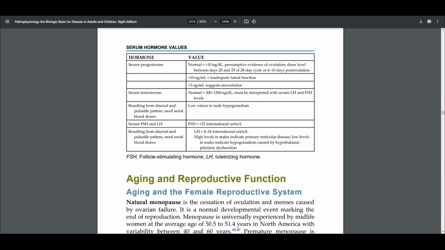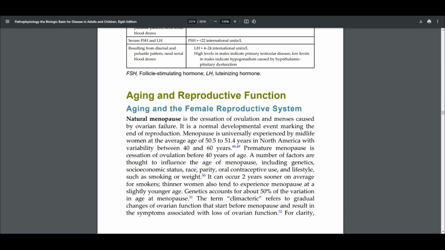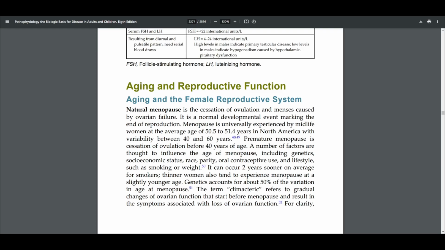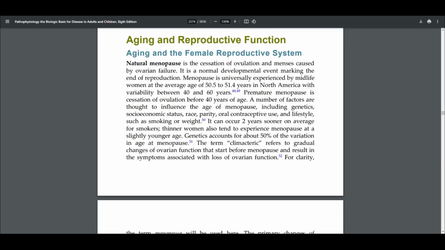Aging and the reproductive function. Aging and the female reproductive system. Natural menopause is the cessation of ovulation and menses caused by ovarian failure. It is a normal developmental event marking the end of reproduction. Menopause is universally experienced by midlife women at the age of 50 to 51 years in North America, with variability between 40 and 60. Premature menopause is cessation of ovulation before 40 years of age.